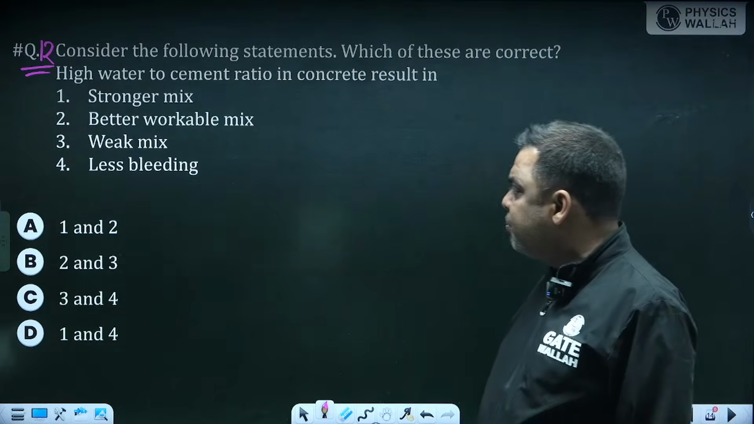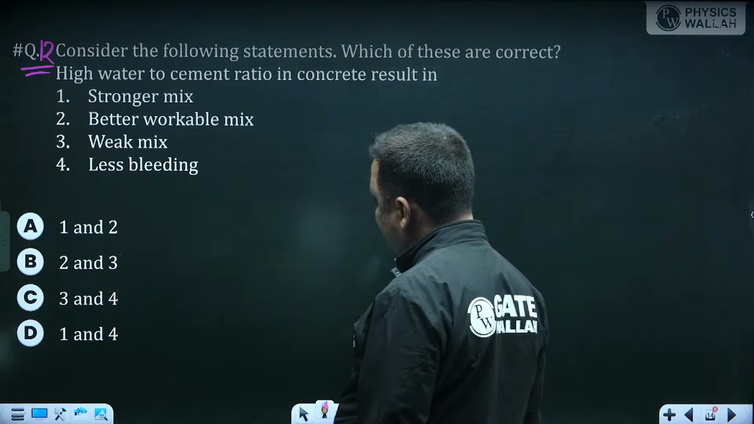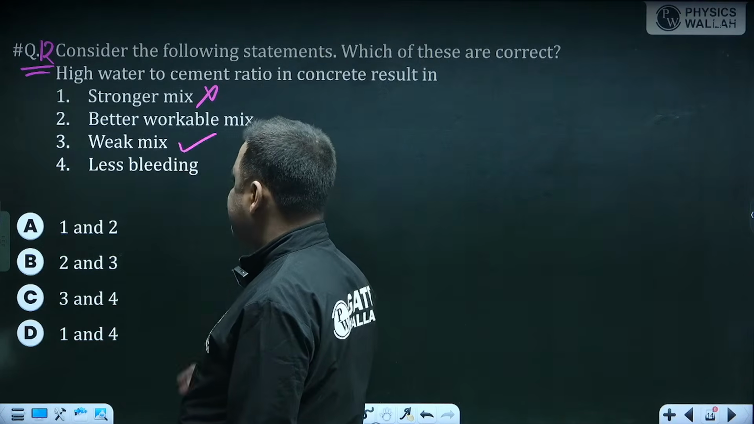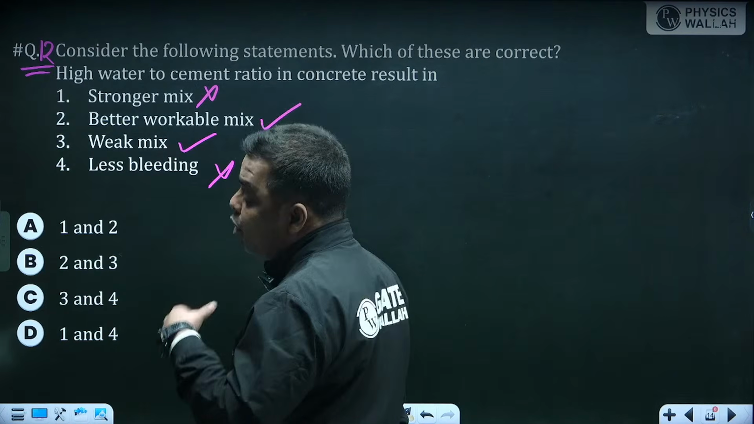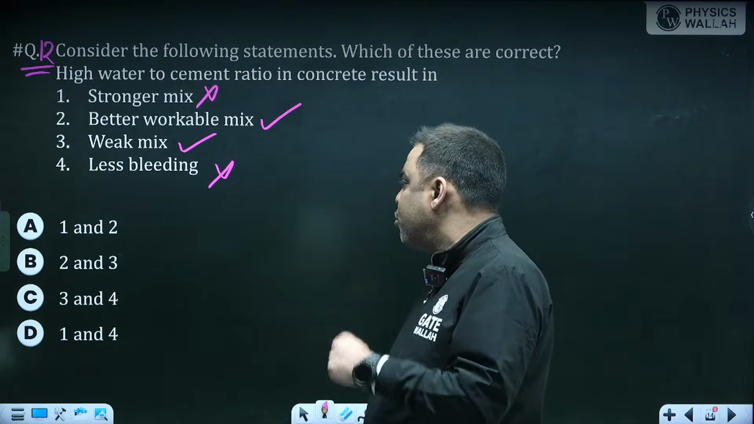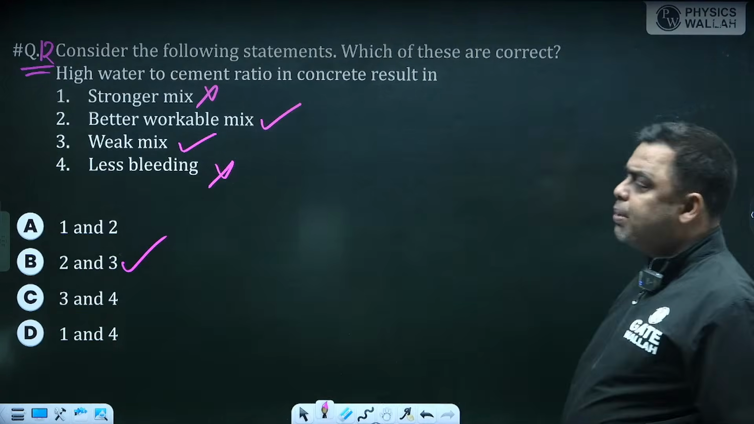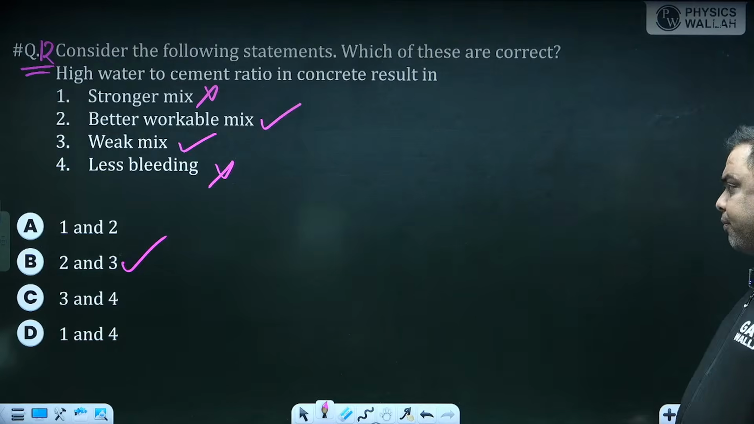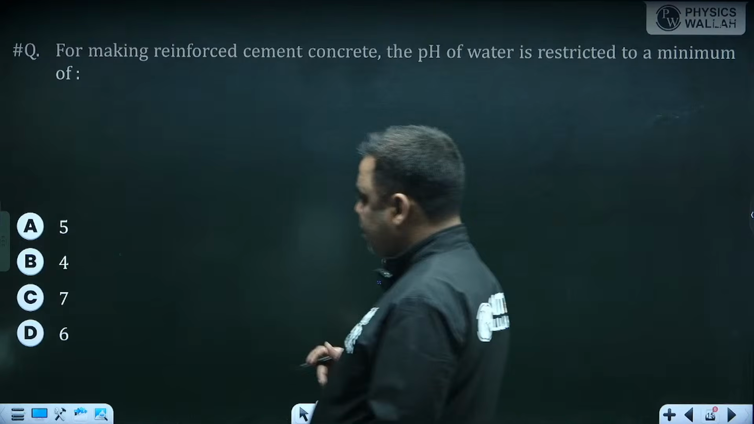You guys are telling B. Let's check. High water cement ratio. Strong mix, no. Weak mix. Strength would be less. Better workable mix, yes. Less bleeding, no. If water is more, free water is more, excess water is there, more bleeding could occur. So answer is option B. Right? Fine. Next. 13th.